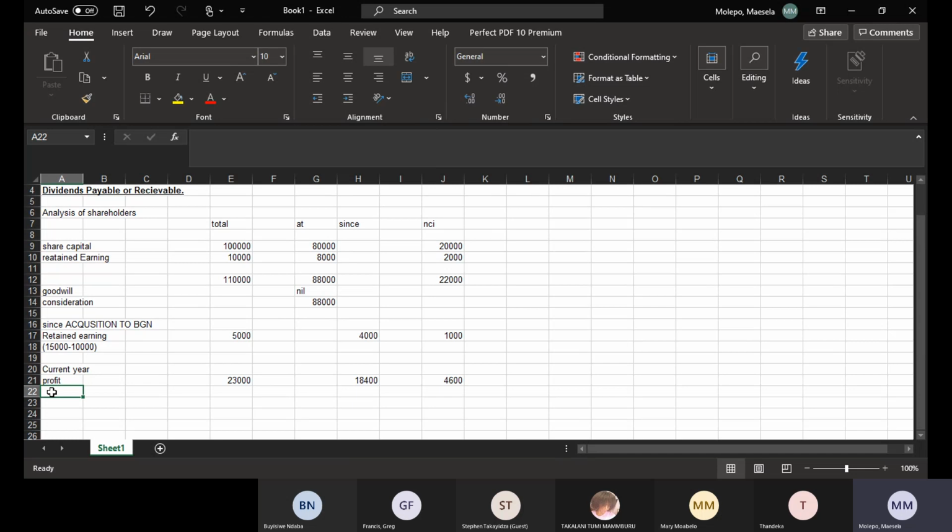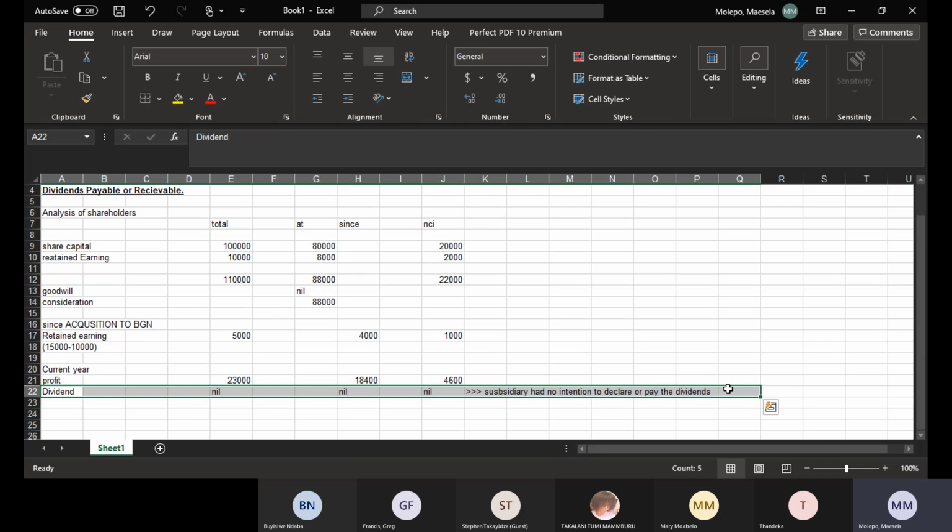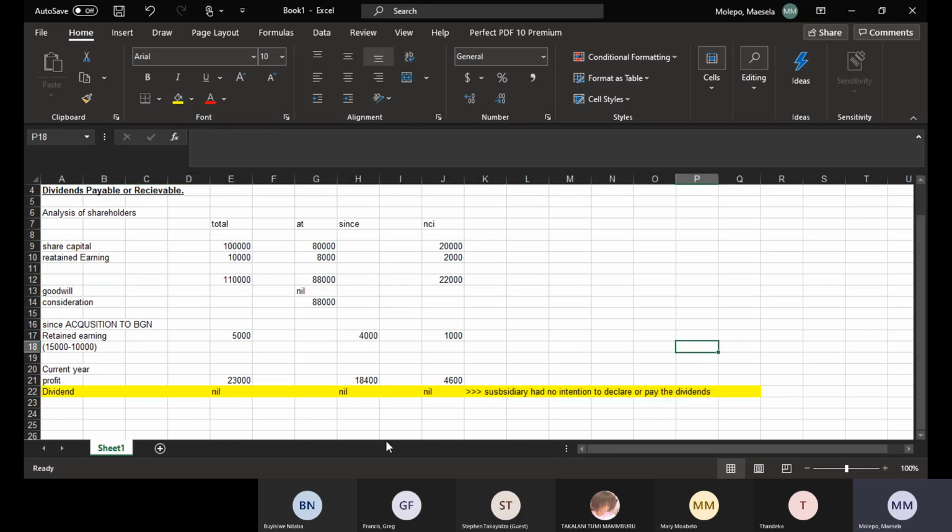Now, it will be the part of the dividend here. But based on the information given, there won't be any dividend paid because they mentioned that the subsidiary had no intention of declaring dividends. That's the reason the dividend is nil here. So in this case, our dividends will remain at nil for the current year because the subsidiary mentioned that it does not have intention to declare or pay a dividend.